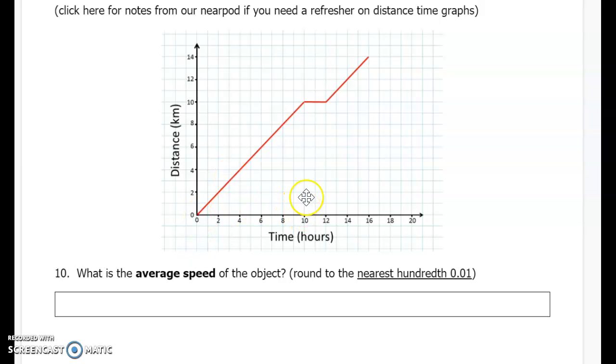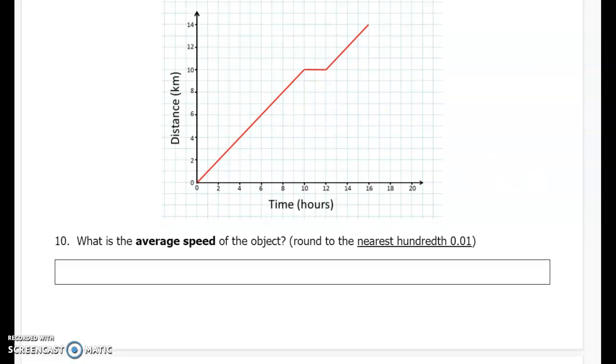0 to 10 would be this section of motion. 10 to 12 would be this section of motion. So make sure you're looking at the right segments of the graph when you answer those questions.